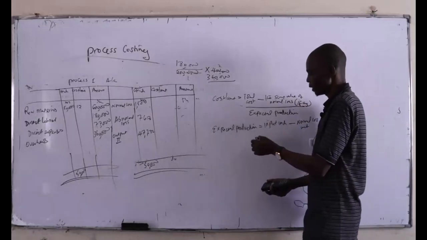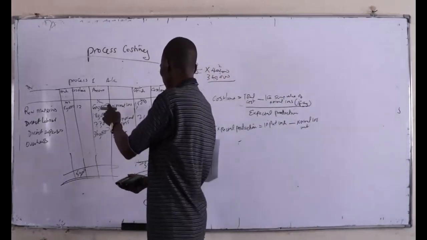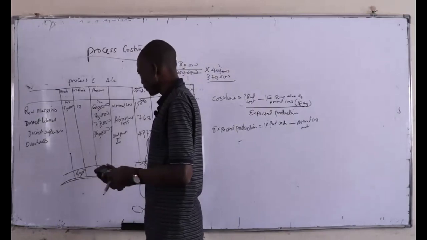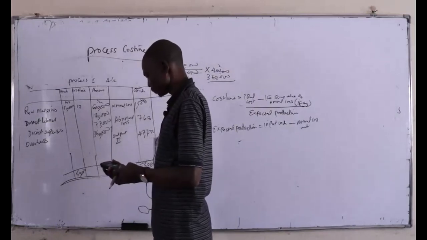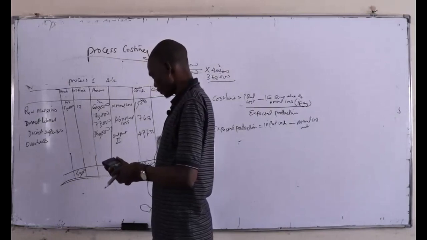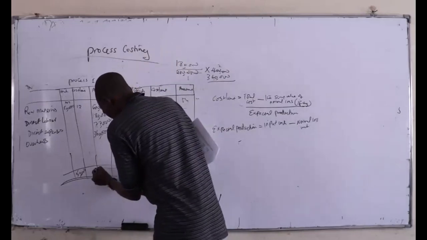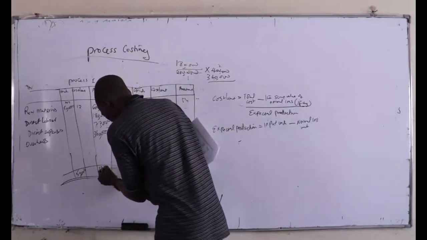So now in this case, the total cost will be what we have here. So you add all the 600,000 plus 180,000 plus 77,000 plus 360,000. That gives you 1,217,000.